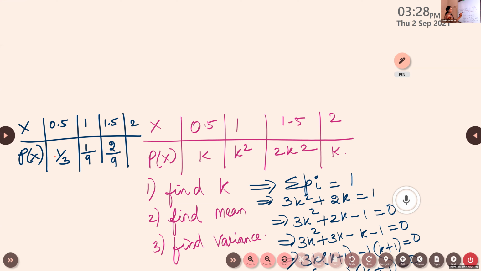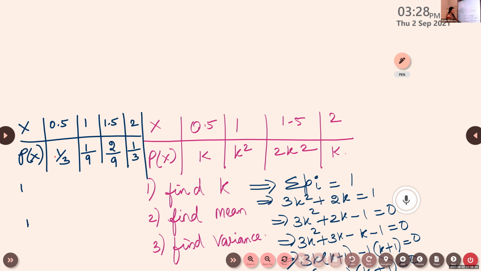Then 2k, it is 2 by 3. Okay, you can check this. When you add this, are you getting 1? Yes or no? Are you getting sigma pi is 1? Okay. Now what is asked?